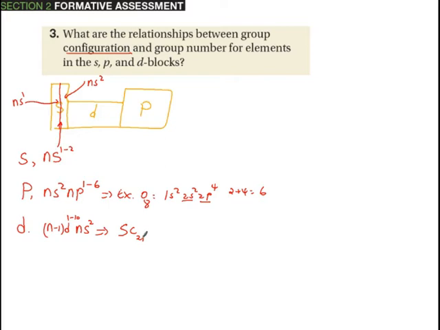So 21 is 1s2, 2s2, 2p6, 3s2, 3p6, 4s2, 3d1. Now we are going to focus on this part. This part has a pattern. This is (n-1)d1, and this is ns2. So it doesn't matter, we can switch the order.